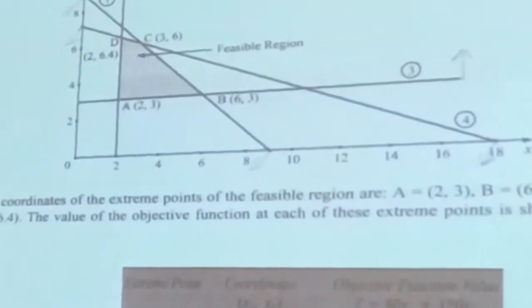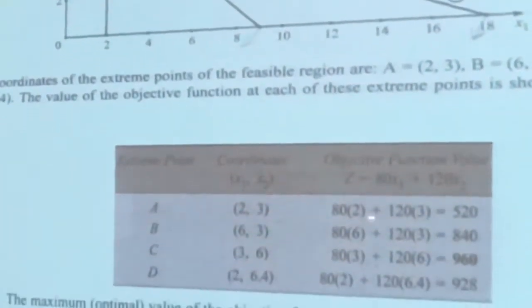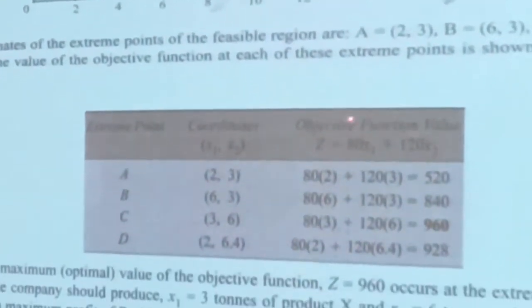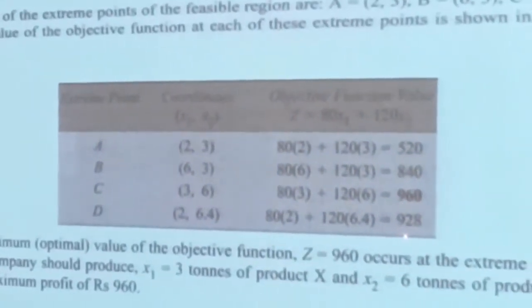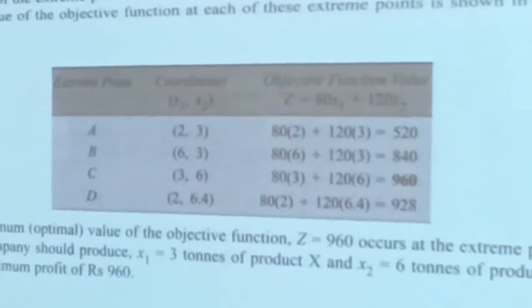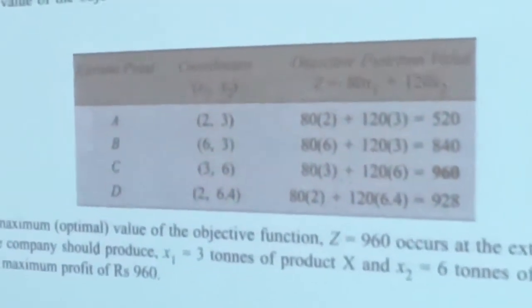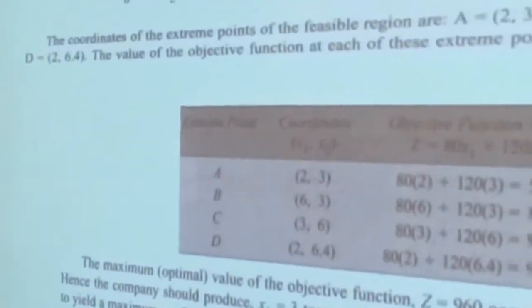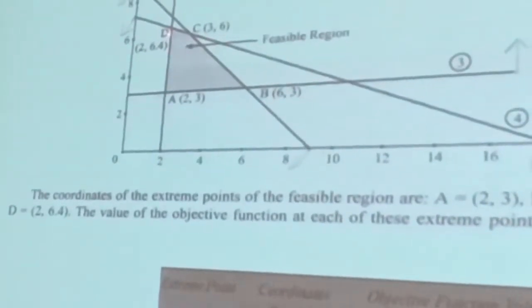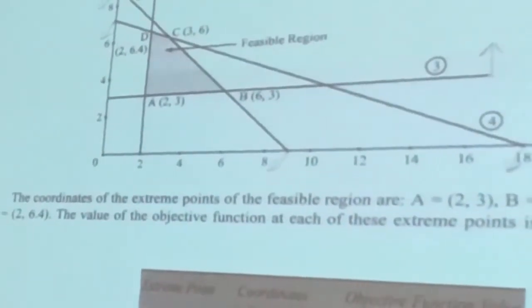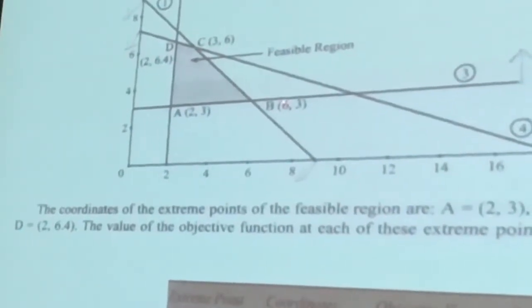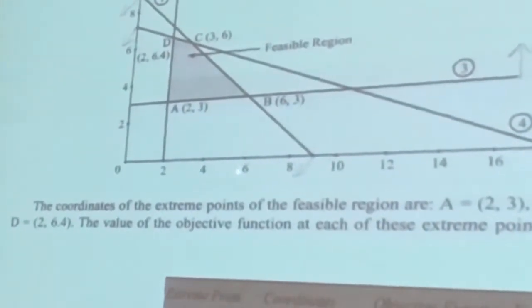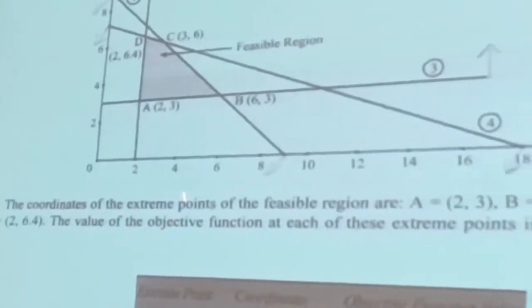And therefore we can identify the coordinates and substitute in the equation 80x1 plus 120x2. We will get these values of A, B, C, D. So how do we read off? A is 2, 3 and B is 2, 6.4. This you have to read it from an actual graph sheet that you draw. And C is the coordinate 3, 6 and D is 6, 3. This you have to read it from the graph.